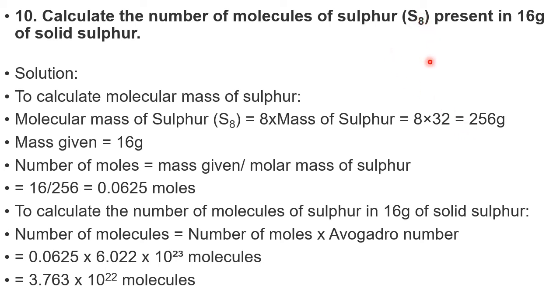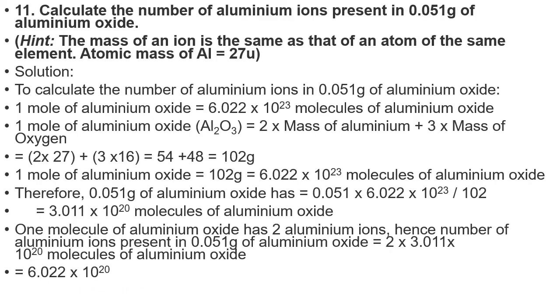Now in 16 gram, how much is there? 256 gram of S8 means 6.022 into 10 to the power 23 S8 particles. In 16 gram of the sample, how many particles are there? Very simple. Please calculate, and ultimately, after the simplification, the answer is 3.763 into 10 to the power 22 molecules.